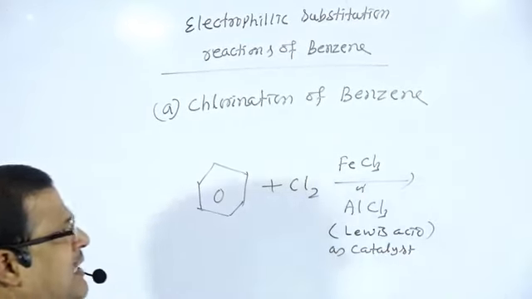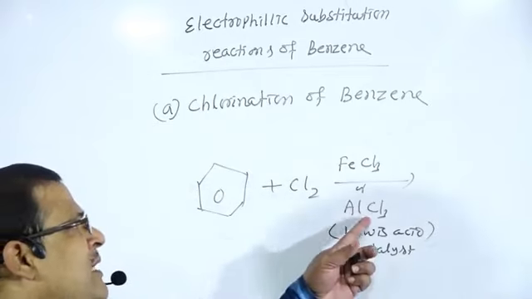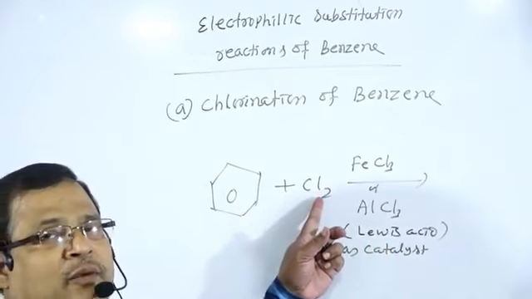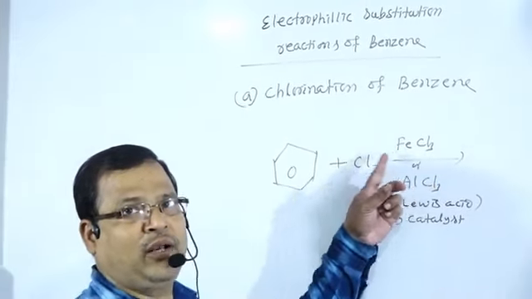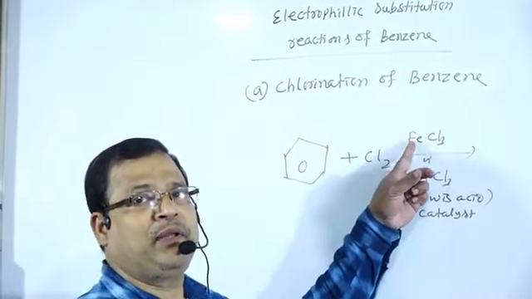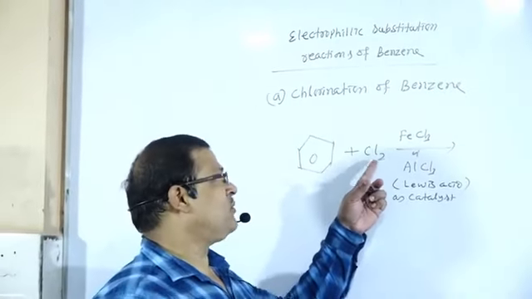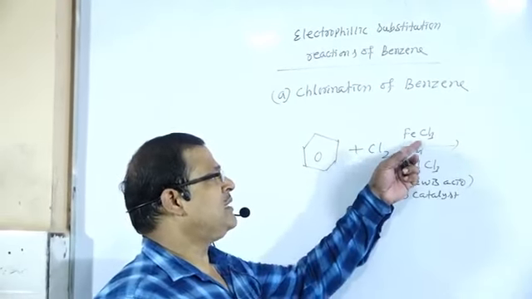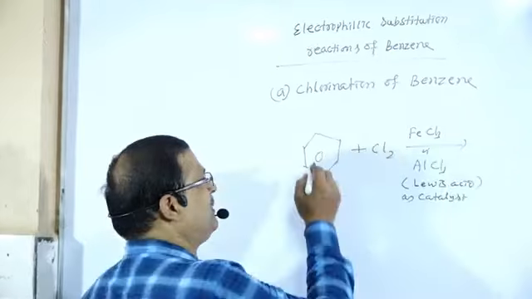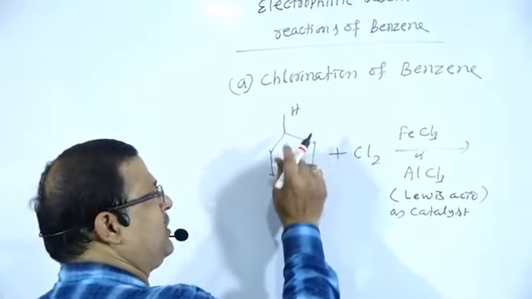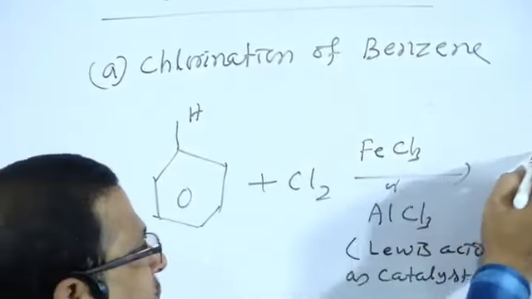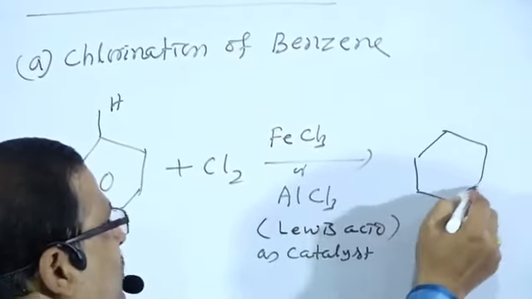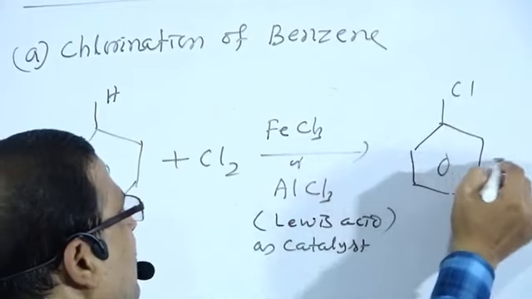Lewis acid as catalyst, FeCl3 or AlCl3, is the halogen carrier. If you take bromine, then you have to take FeBr3. If we have taken chlorine, then we have to take FeCl3. So what will happen? The hydrogen atom in the benzene ring will get replaced by chlorine, so there is the formation of chlorobenzene plus HCl.